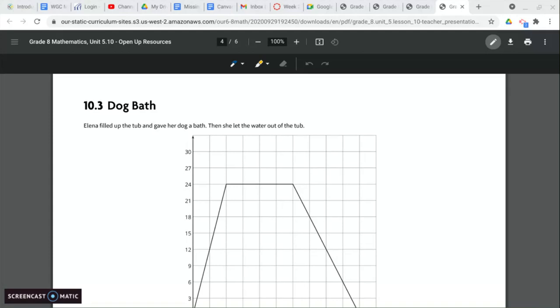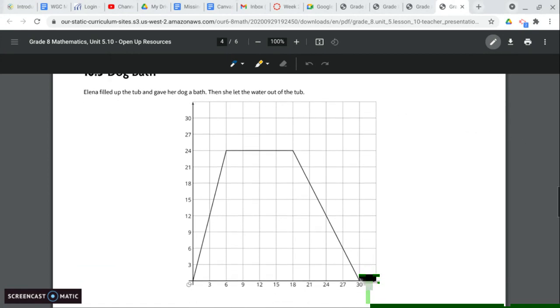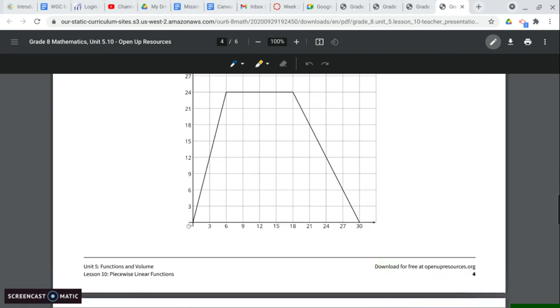Welcome back. So we're looking at lesson 10 today. Lesson 10, piecewise linear functions. So first thing we're going to look at here is dog bath. So Elena filled up the tub and gave her dog a bath. Then she let the water out of the tub. So we can see this graphed right here.